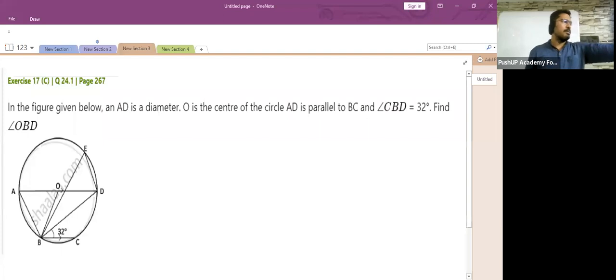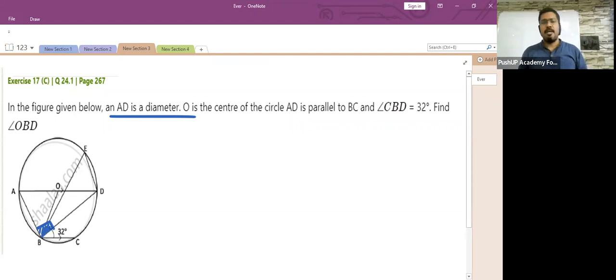Okay? Listen. Anoki, listen. In the given figure, AD is a diameter. Children, AD is a diameter. Suddenly, which property should go through your mind? Angle subtended by diameter is 90 degrees on the circumference. So this whole angle is equal to 90 degrees.